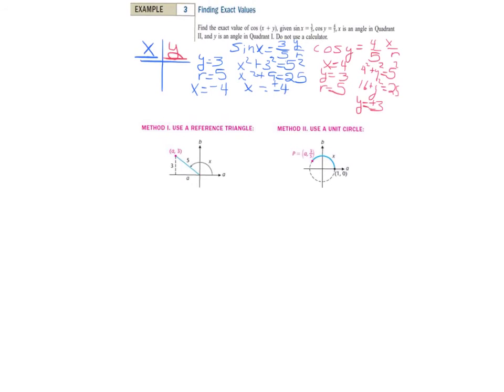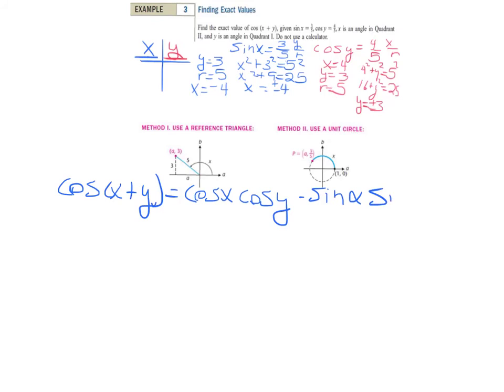Okay, so now what I need is the cosine of x plus y. And remember, cosine of x plus y, it's not distributive. It's the cosine of x cosine of y minus the sine of x sine of y. Okay, so what we said is we need to figure out what these values are going to be.